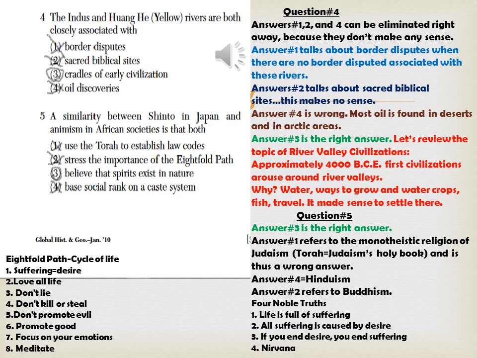Not the music band. All right, so answer number 3 is the right answer. It's as easy as that. Both of these, when you think of Shinto, think Japan. When you think of animism, think Africa. They believe that spirits exist everywhere in nature. Easy question, easy answer. Let's move on.